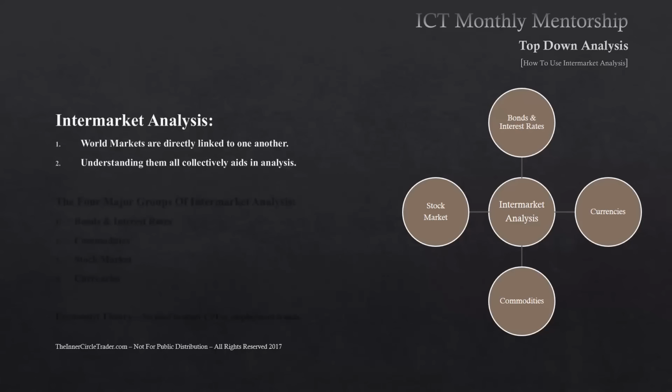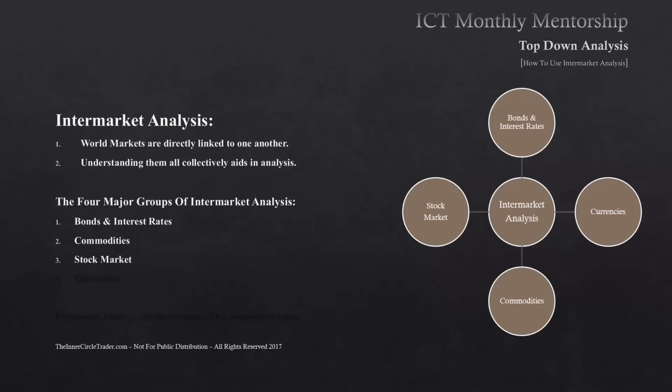Since the January content is predominantly focused on 100% long-term analysis, our focus needs to be on the relationships of these 4 groups. The 4 major groups of intermarket analysis are as follows: the bond and interest rate markets, the commodity markets, the stock market, and the currencies market. All 4 of these groups are closely related with one another. Now, they don't move in lockstep. There's not a case where 5 points higher for bonds means it's going to be 5 points in another asset class or group. It doesn't work like that.